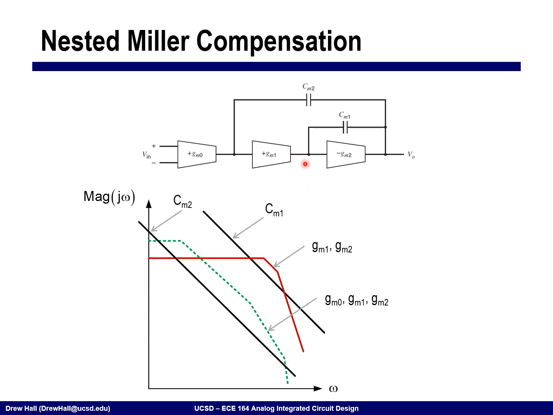This is a pretty common technique when you need a lot of gain, or your technology itself does not have a lot of intrinsic gain. Think about an amplifier needing, for example, 90 dB. It may not be possible in an advanced technology node to get 90 dB from just a single stage or a two-stage amplifier, which would necessitate adding this third gain stage and then compensating it using nested Miller compensation.